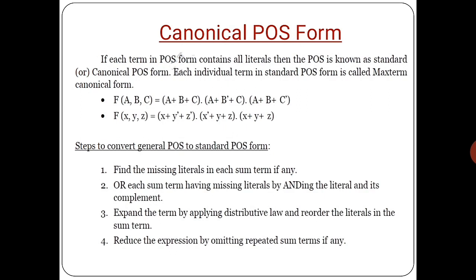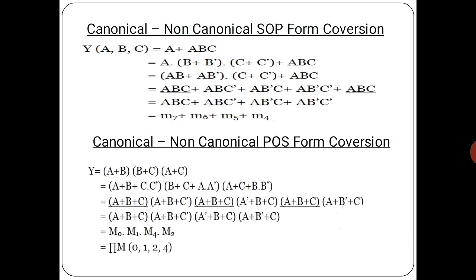And now we can see an example for this. We are going to convert the non-canonical form into canonical SOP form. You can see that in our expression y of ABC equals A plus ABC. In the first min term we are not having B and C, so we are going to multiply the first min term with (B plus B bar) and (C plus C bar). We are going to multiply with the missing literals.